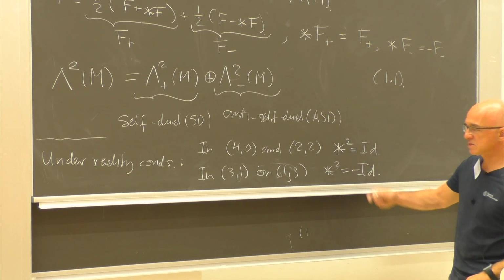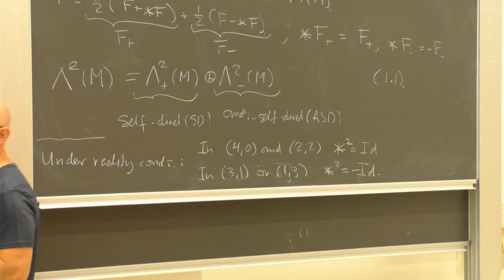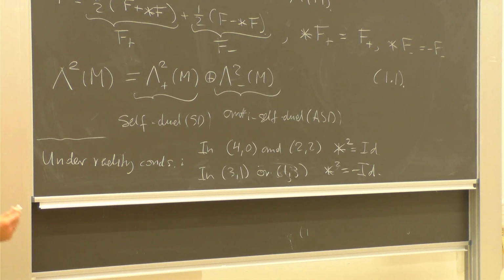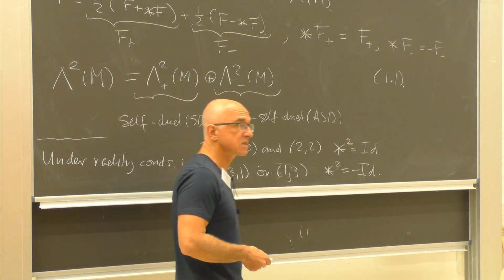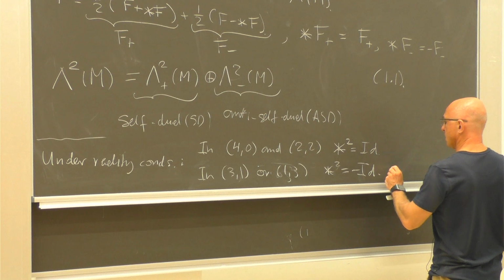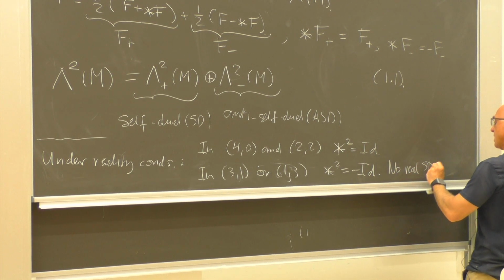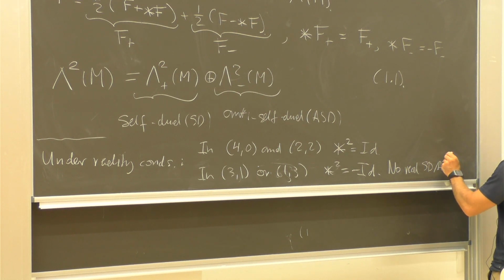So what happens in Minkowski signature, the eigenvalues of star as an operator are plus and minus i. So you will have eigenvectors of these eigenvalues, and there will be two forms, but they will not be real. Okay? So in Minkowski signature, you do not have real self-dual or anti-self-dual two forms, but in these other signatures you do. So no real SD or ASD two forms.